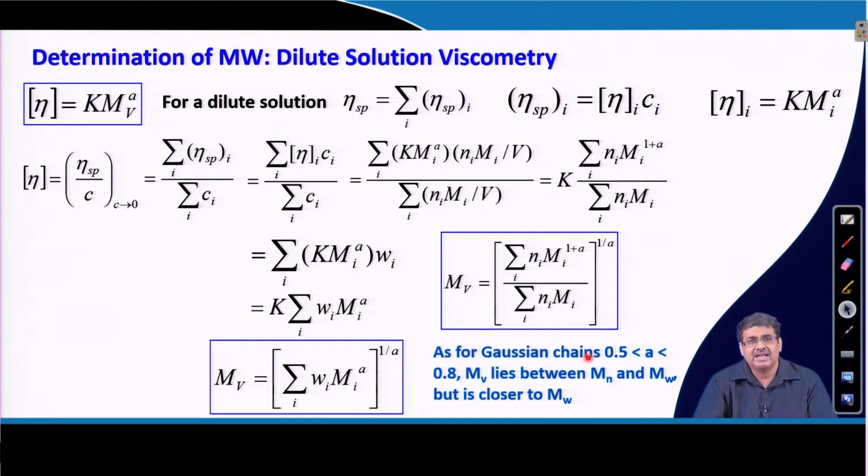And for a Gaussian chain like random coils, this value of A is between 0.5 and 0.8, hence the value of Mv, viscosity average molecular weight, lies between Mn and Mw, but closer to Mw. If you have a very elongated cylindrical type polymer chain, then the A value even goes beyond 0.8, closer to 1. In that case, the Mv value would be very close to the weight average molecular weight. But for a normal random coil Gaussian chain, the Mv value is between Mn and Mw, but closer to Mw.